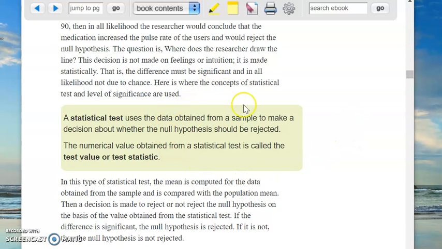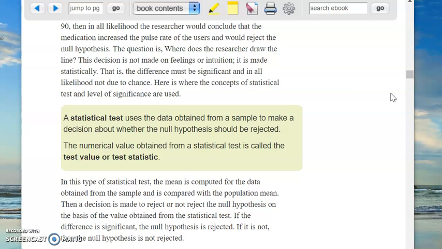Okay, so this is where we have this concept of statistical tests and level of significance. A statistical test uses the data obtained from a sample to make a decision about whether the null hypothesis should be rejected. Okay, the null hypothesis is pulse rates don't change. I take a sample of people that are taking the medication, and by golly, the pulse rate did change. It's at 90. That's my statistical test. I obtain the sample, and I use that to make a decision, okay?